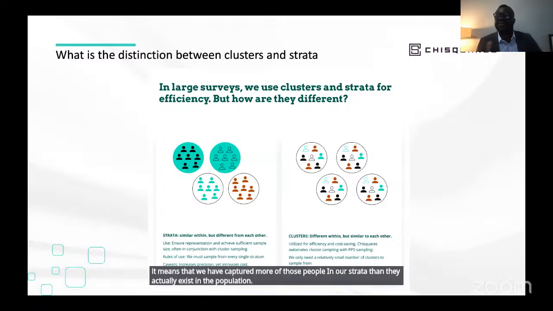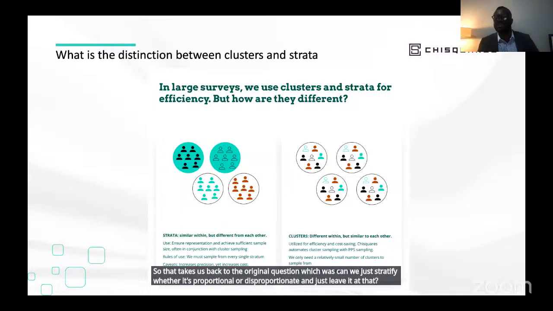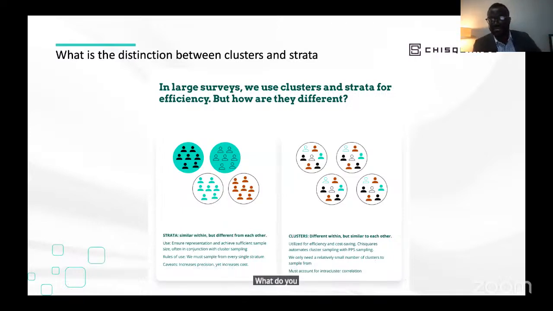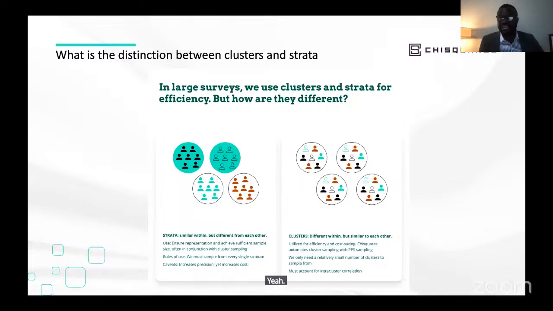So that takes us back to the original question, which was, can we just stratify, whether it's proportionate or disproportionate, and just leave it at that? What do you think? Yeah, I think with your response now, you still have to use another sampling, like the cluster sample that you have used earlier. Exactly. Think of it this way, right?